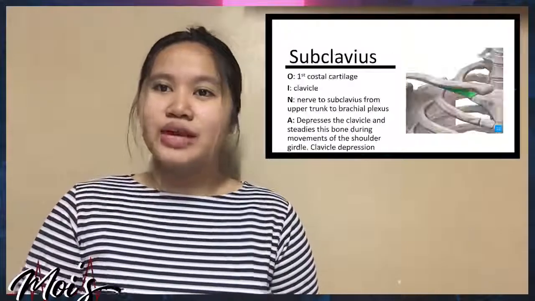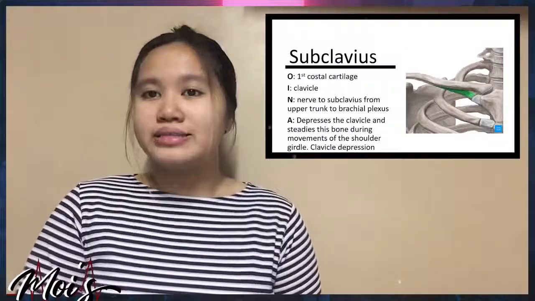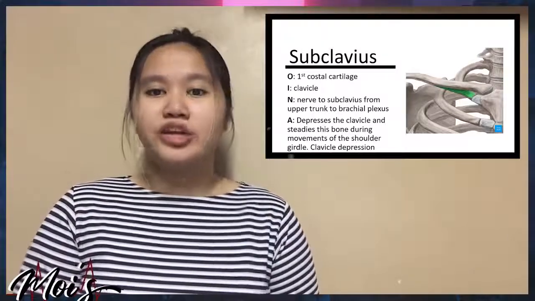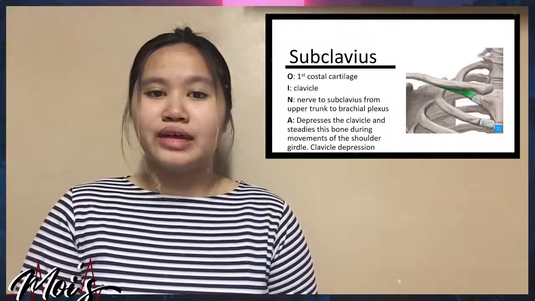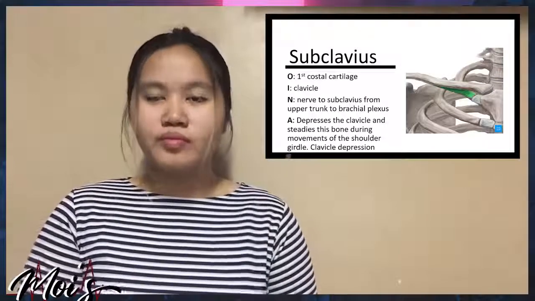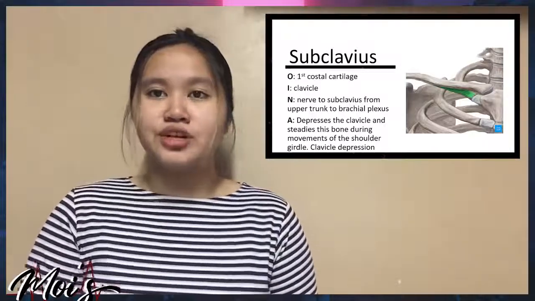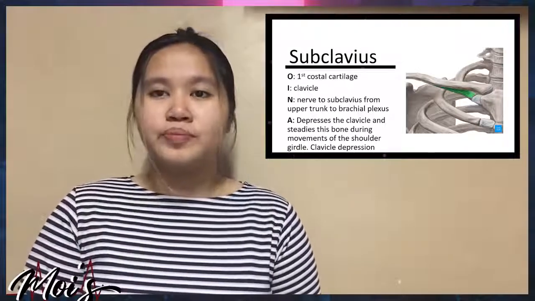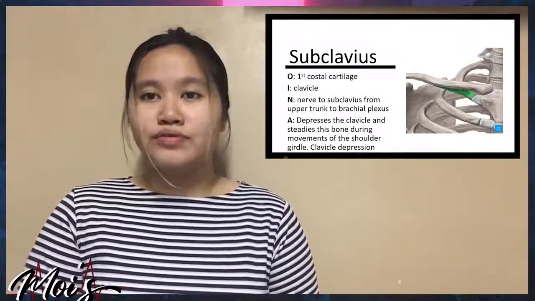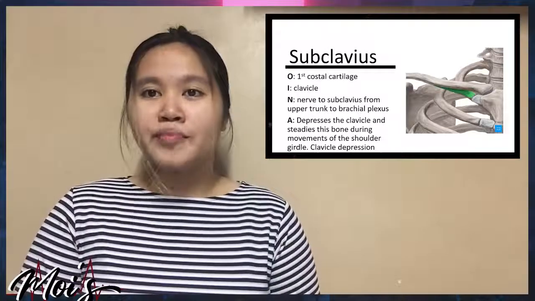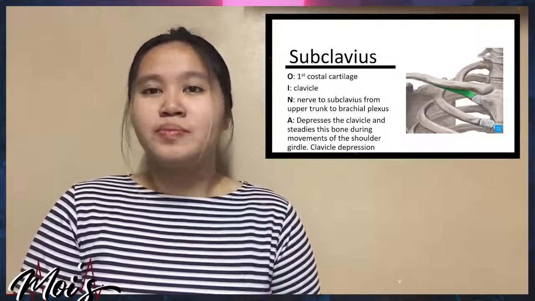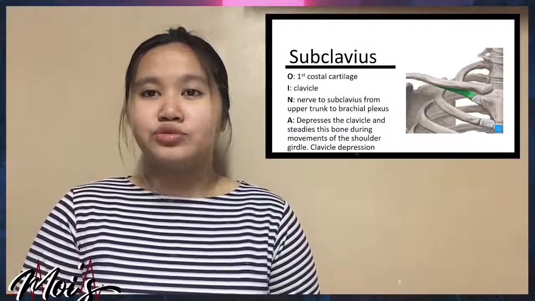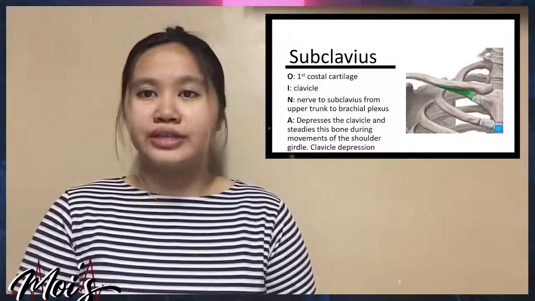The next one we have is the subclavius. It's the muscle in the anterior thorax that depresses the shoulder. It's a small triangular muscle located between the clavicle and the first rib. It originates in the first costal cartilage and inserts in the clavicle. The nerve supply is the nerve to subclavius from the upper trunk of the brachial plexus. Subclavius depresses the clavicle and steadies the bone during the movement of the shoulder girdle.